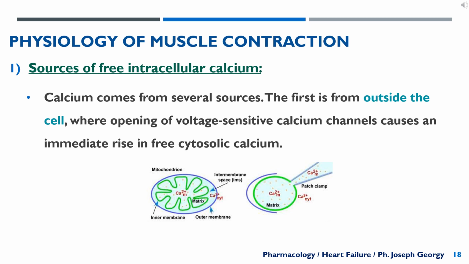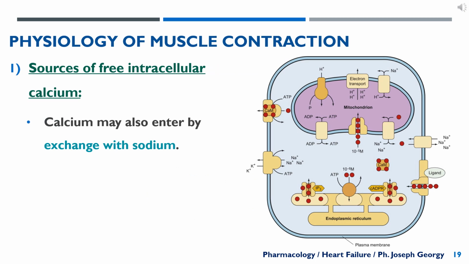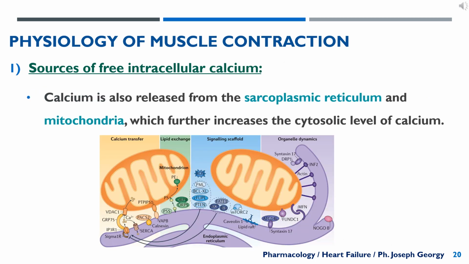Actually, what are the sources of this free intracellular calcium? Calcium comes from several sources, by the way. The first is from outside the cell, where opening of voltage-sensitive calcium channels causes an immediate rise in free cytosolic calcium. Calcium may also enter by exchange with sodium. Calcium is also released from the sarcoplasmic reticulum and mitochondria, which further increases the cytosolic level of calcium.